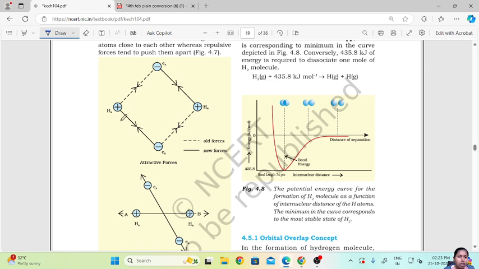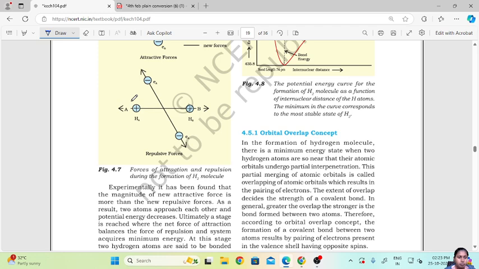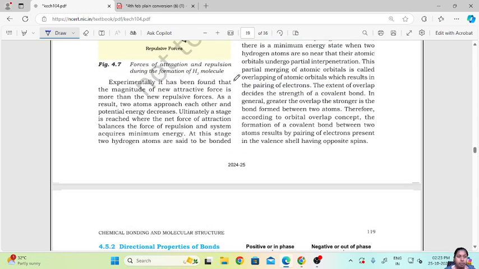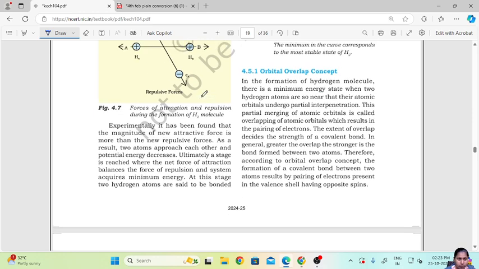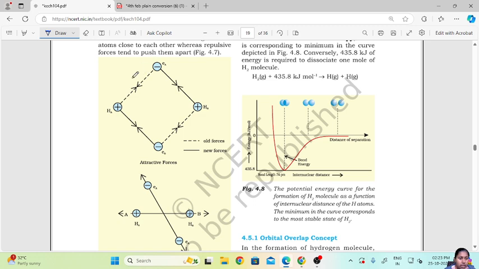So this is the attractive force that takes place, electron, e-B, and this is the nucleus. So there is an attractive force that takes place, and there is a repulsive force that takes place. Now, experimentally, it has been found that the magnitude of the new attractive forces is more than the new repulsive forces. So these are the old repulsive forces and old attractive forces. Old attractive forces means the attractive forces between the nucleus and the electron of the same atom.